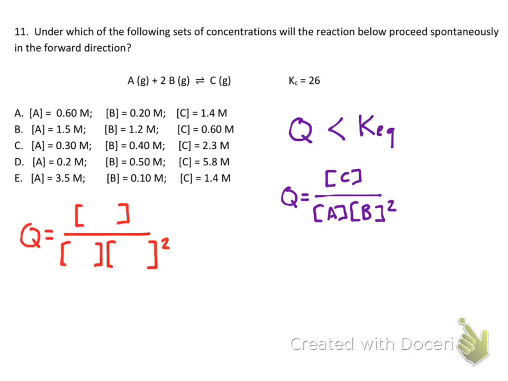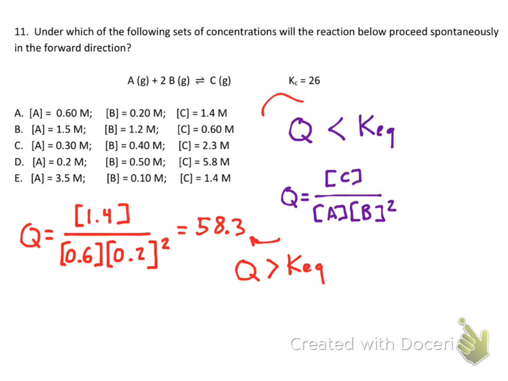So our values are C is 1.4, A is 0.6, and then B is 0.2. And we end up getting 58.3. So in this situation, Q is decidedly greater than KEQ because 58.3 is objectively larger than our K, which means this reaction would make more reactants in order to reach equilibrium. We have a positive delta G as written, so this is not going to proceed spontaneously forward.